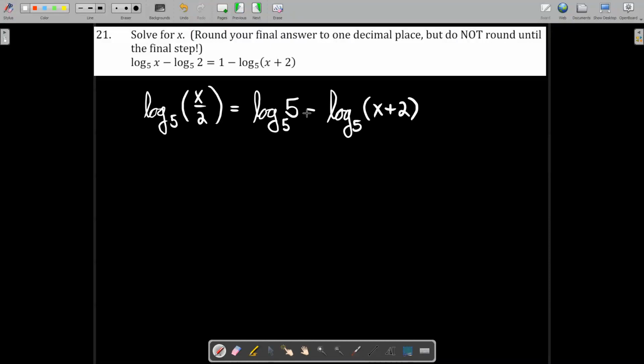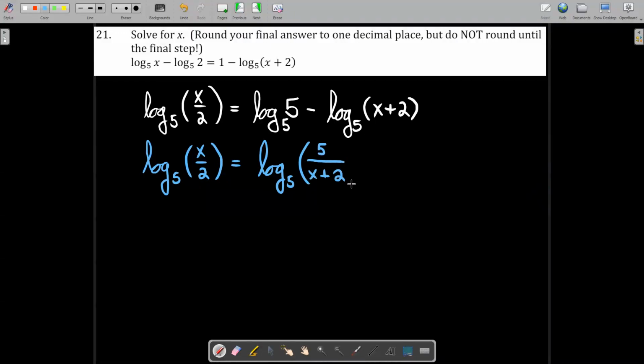So I can go ahead and condense these logarithms in the exact same way I condensed the other logarithm. Log base 5 of x minus 2 on the left remains unchanged, but this is going to condense with the quotient property, log base 5 of 5 divided by x plus 2. Then we burn our logs, bye-bye logs, and we have x over 2 equals 5 over x plus 2. Now, if you get a fraction equal to a fraction, you're going to cross multiply.